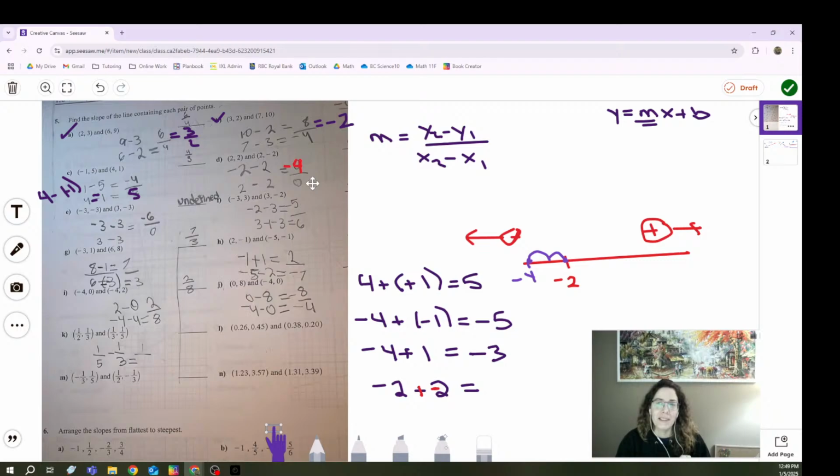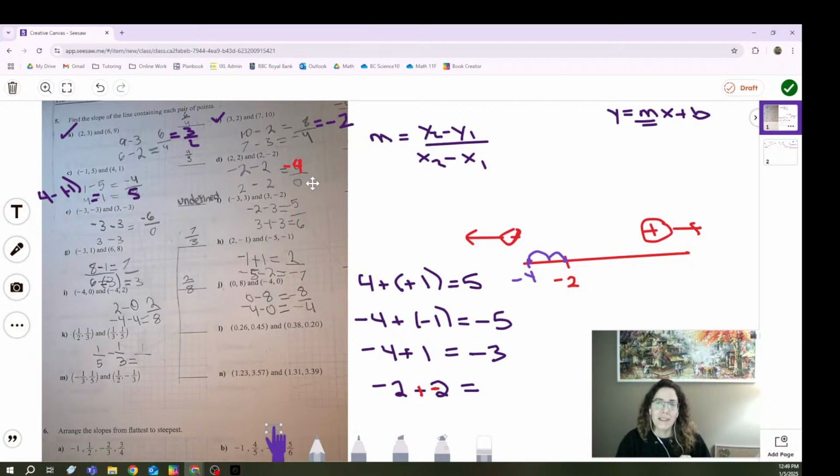Again, use your calculator. It's error. Exactly. Thank you. You're going to get an error. It's not 7. It's not 0. When you get that error, it's undefined. It's called an undefined slope.